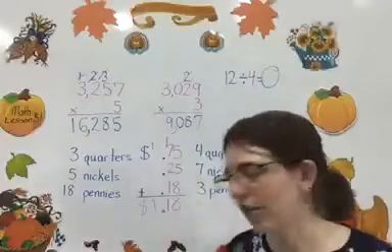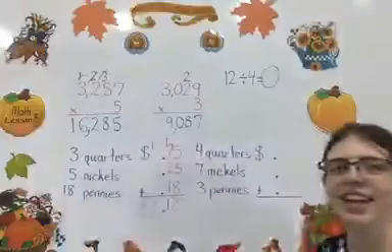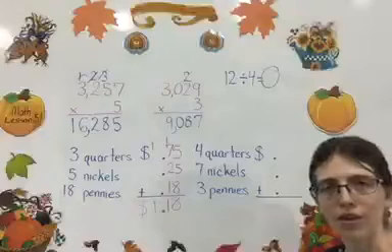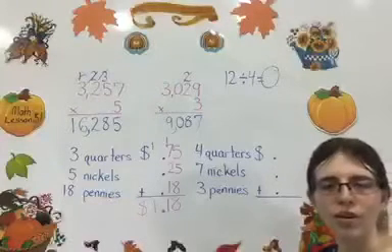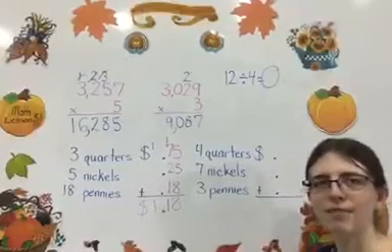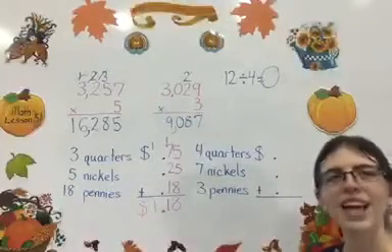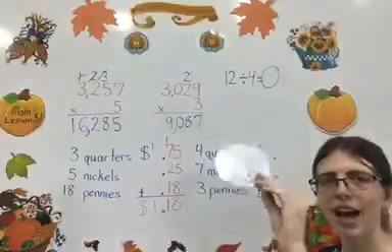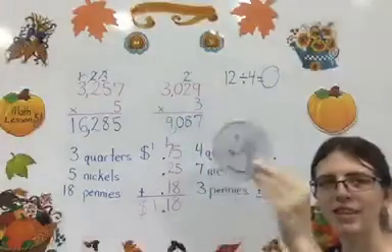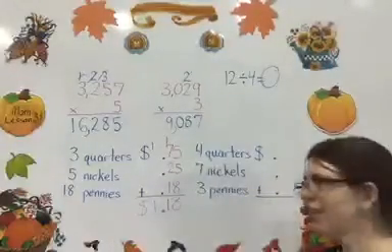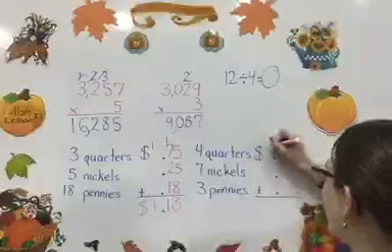Okay, I need to move over for this one because my head is blocking it. Here we go. So we start with 4 quarters. 4 quarters. This time we're going to count, so you can decide which one you like better, counting or multiplying. So here we go, 4 quarters. 25, 50, 75, 100. 100 cents, which we know is $1.